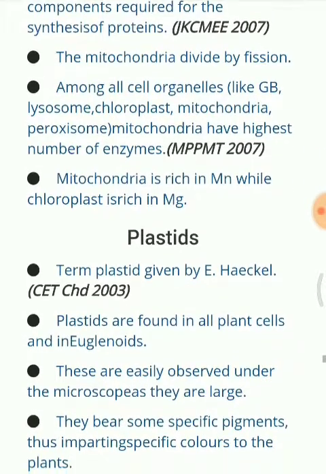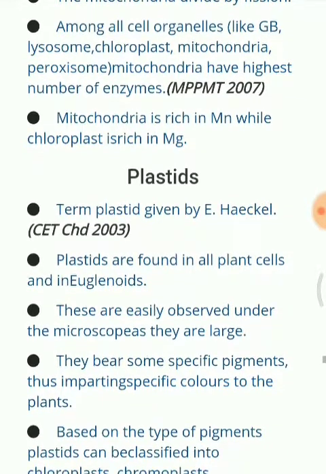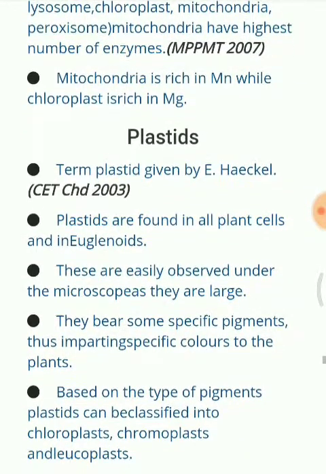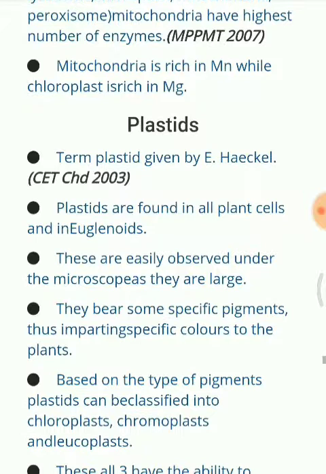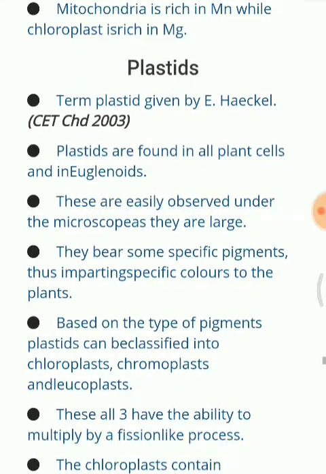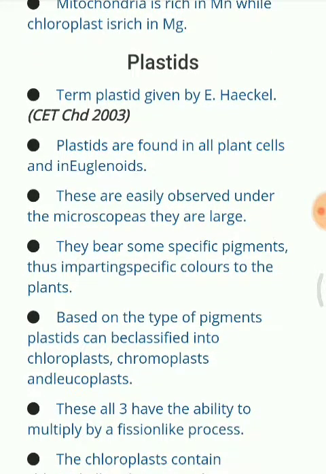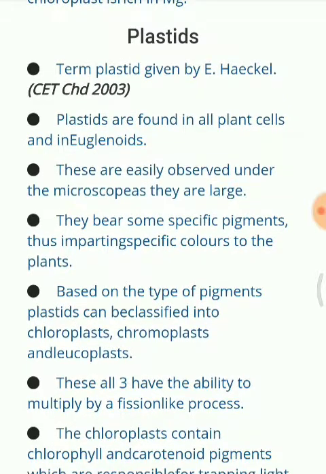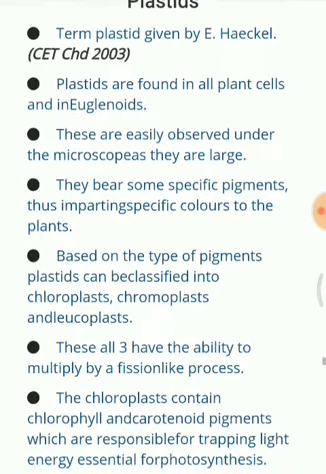Plastids. The term plastid was given by Ernest Haeckel. Plastids are found in all plant cells and in euglenoids. These are easily observed under the microscope as they are large. They bear some specific pigments, thus imparting specific colors to the plants. Based on the types of pigments, plastids can be classified into chloroplast, chromoplast, and leucoplast.